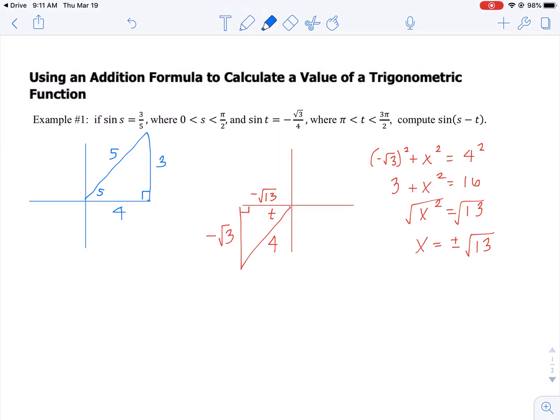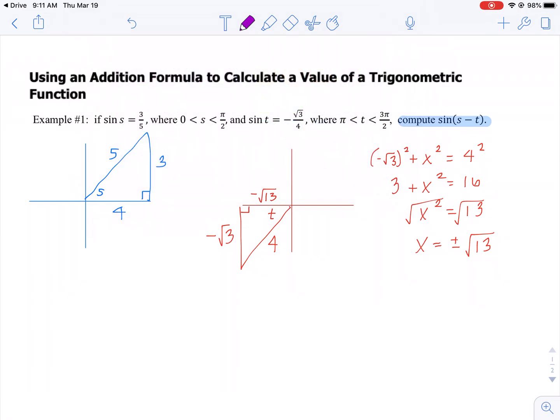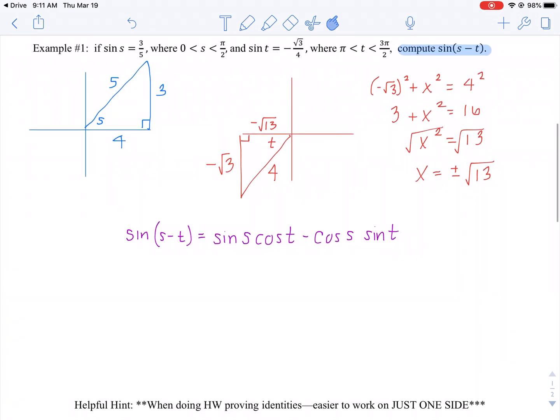Now the whole point is I want to compute sine of s minus t. Looking at the formula right above, sine of s minus t is going to equal the sine of angle s, the cosine of angle t, minus the cosine of angle s, sine of t. Again, do not memorize that. Just make sure you know how to use the formula. All that means is we're going to take each element, put them in, and then simplify.